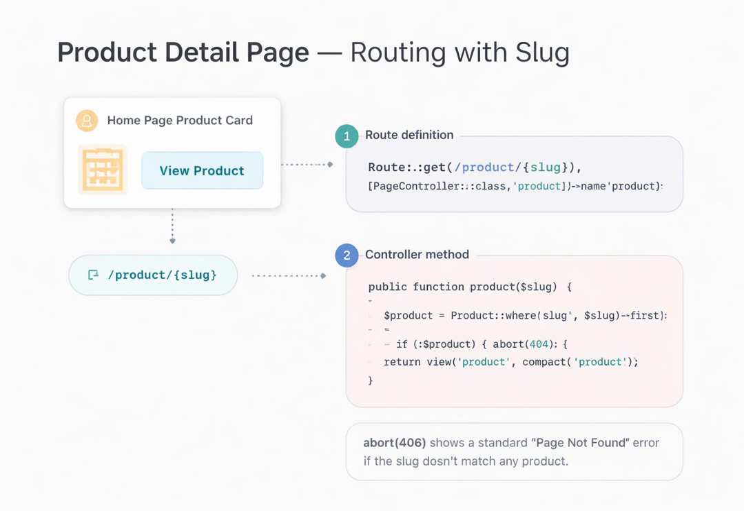Using slugs instead of numeric IDs in URLs is a best practice. It's more readable for users and better for search engine optimization.